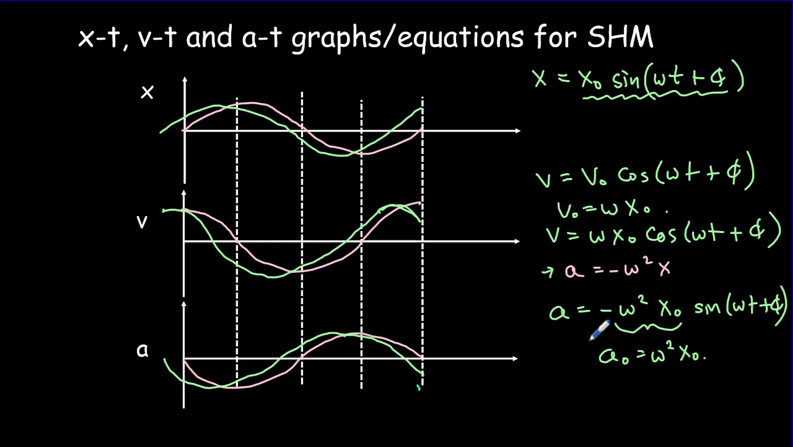So you want to notice here the similarity between these two equations. If you're asked to find a maximum value for the velocity or a maximum value for the acceleration, the maximum velocity will equal the angular frequency times the amplitude. And similarly, the maximum acceleration will equal the angular frequency squared times the amplitude.